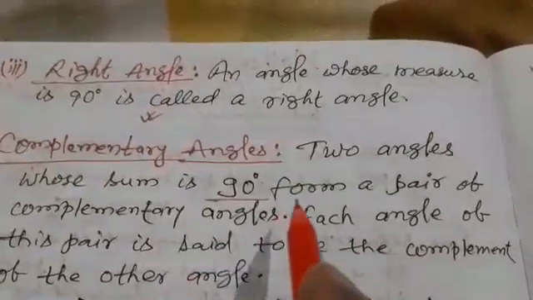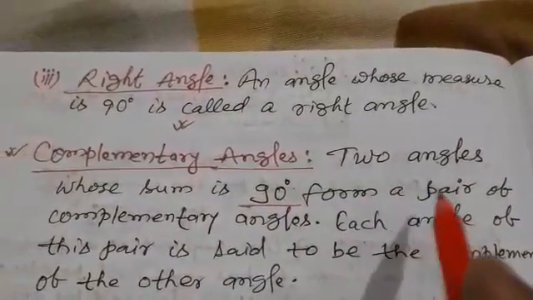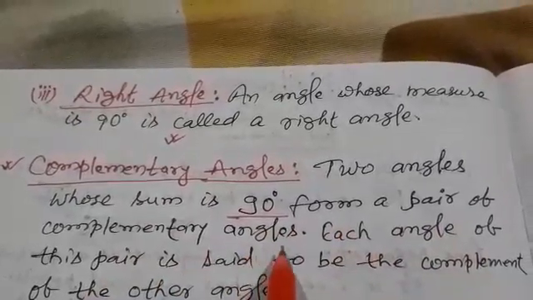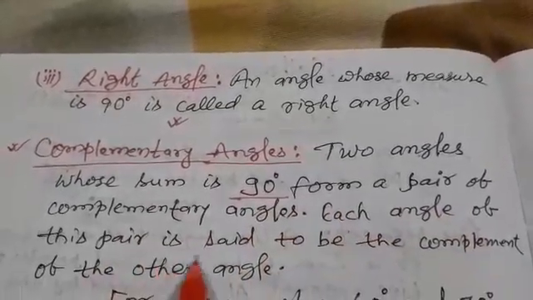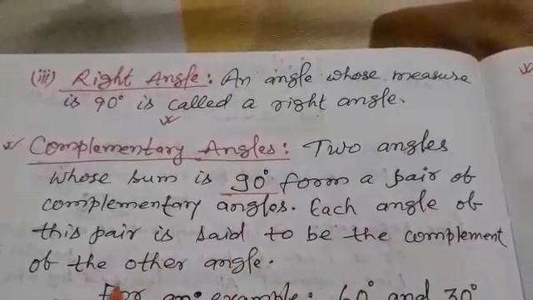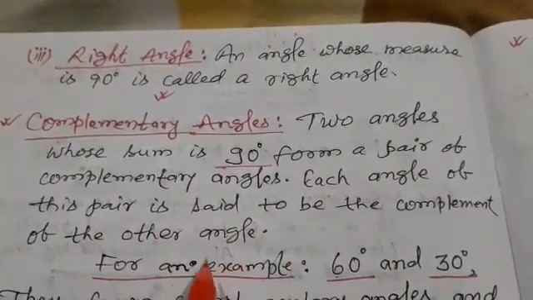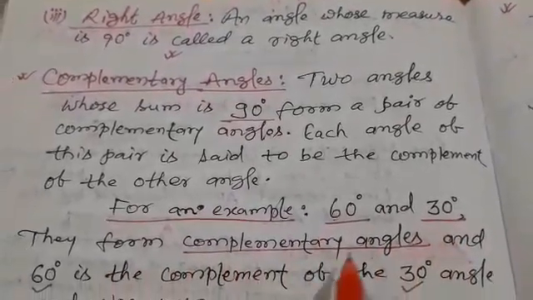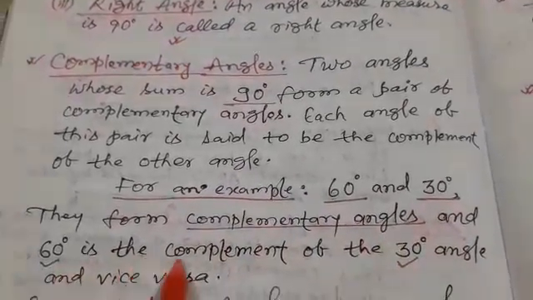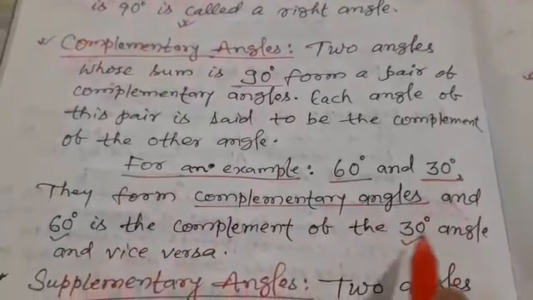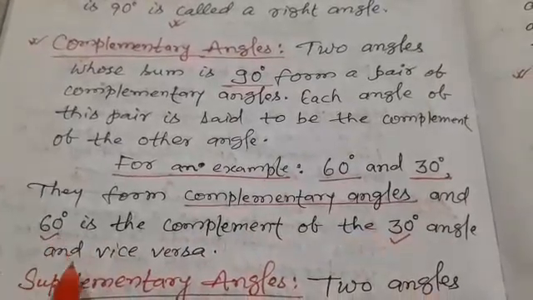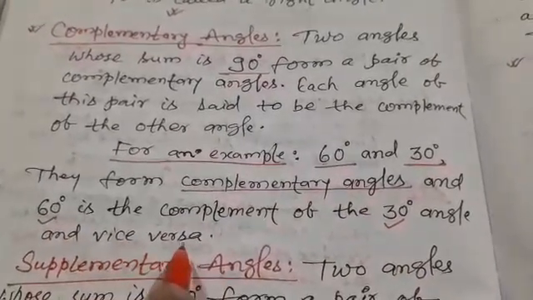Definition is written here. You write definition from this part of this video. Two angles whose sum is 90 degree form a pair of complementary angles. Each angle of this pair is said to be the complement of the other angle. For example, 60 degree and 30 degree form complementary angles, and 60 degree is complement of the 30 degree angle, and like this 30 degree angle is complement of 60 degree, that is known as vice versa.